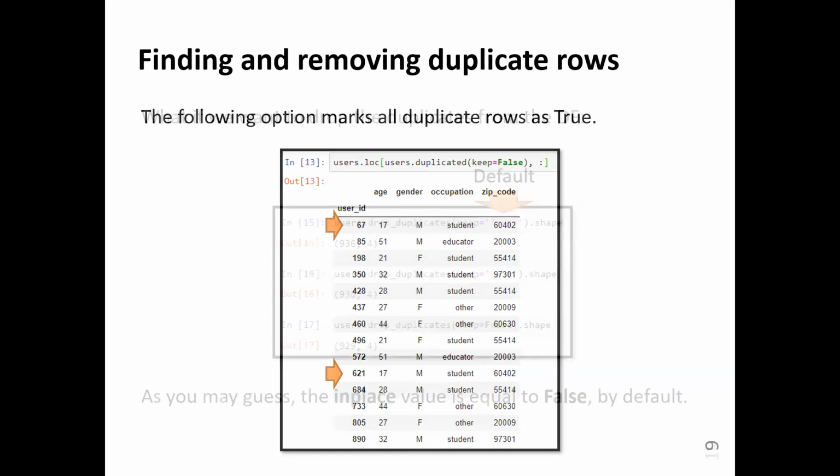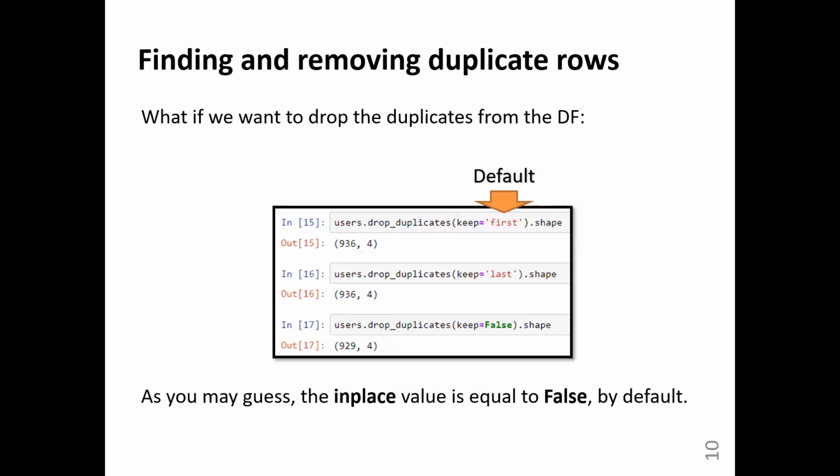Okay, look at this one. As we said, it is the default. The default is keep equal to first. We didn't say inplace equal to True, and the reason for that is I didn't want to touch the original data set. We wanted to practice here.